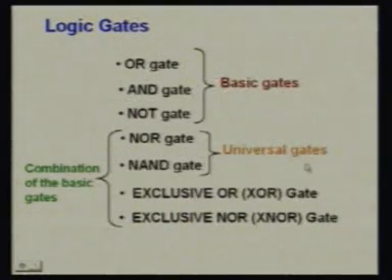NOR gate and NAND gate are very important. They are known as the universal gates because we can realize all other gates using either only NOR gates or only NAND gates. Now we will study them one by one and discuss.